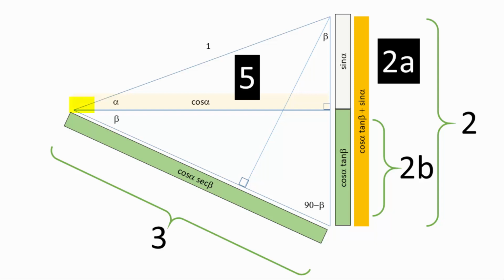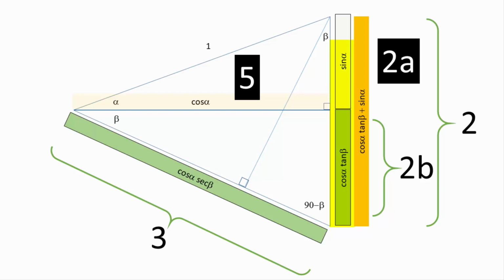Next, we'll use the fact that side 5 has already been determined to be cosine of alpha, and so using this right triangle, we can see that the hypotenuse would be cosine of alpha divided by cosine of beta, otherwise written as cosine of alpha times secant of beta. And then multiplying that hypotenuse times sine of beta would get you the value of the opposite side, which would just be cosine alpha tangent beta. Again, as sine of beta times secant of beta is the same as sine of beta divided by cosine of beta, which is just tangent of beta.